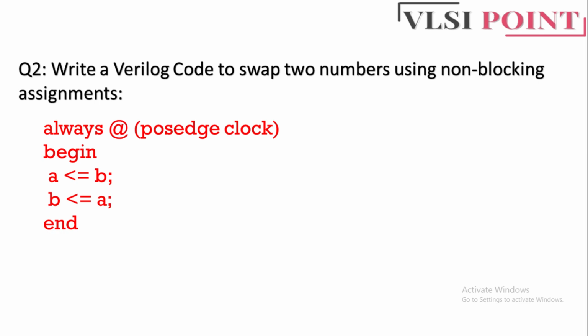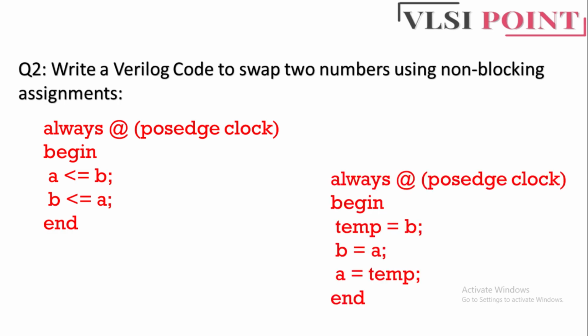But if it is asked to swap the two numbers using blocking assignment, then what changes will be there? This is the code. In that condition, you need to take a temporary register, and in the temporary register you need to store the value just to avoid any kind of data loss. So here we are storing the B register value to the temporary register, then transferring the value of A to B, and then the temporary register value to A. In this way you can swap the two numbers using blocking assignment.